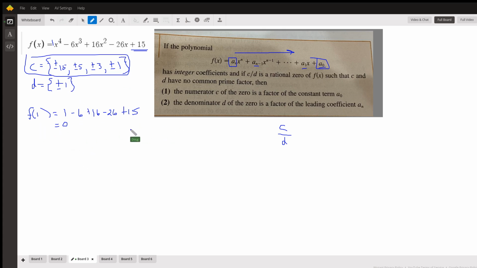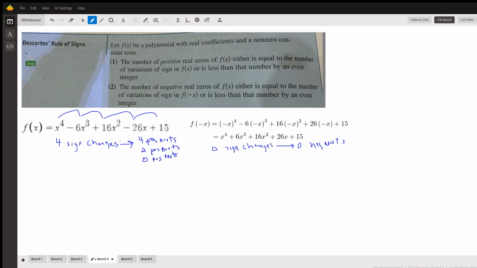Before we see how to use synthetic division to identify those roots, let's look at Descartes' rule of signs. This says that if f of x is a polynomial with real coefficients, we have all integer coefficients, and a non-zero constant term, which is true about our function, the number of positive real zeros is either equal to the number of variations of sign in f of x. What do you mean by variations of sign? Well, the leading coefficient is positive, then we went to negative, then positive, then negative, then positive. So there are 1, 2, 3, 4 sign changes. Descartes' rule of signs says there are either 4 positive roots, or a number less than that by an even integer. So there could be 2 positive roots or 0 positive roots.